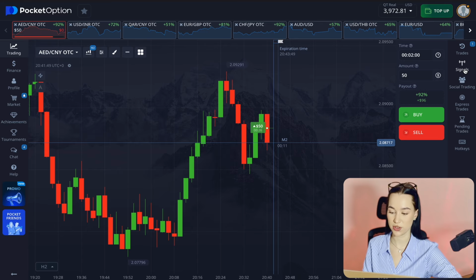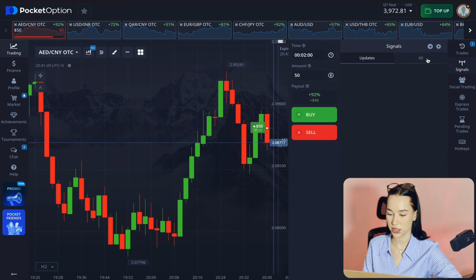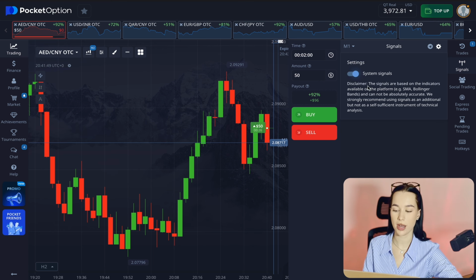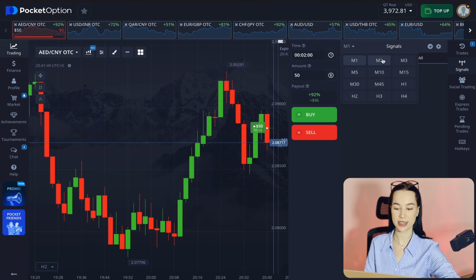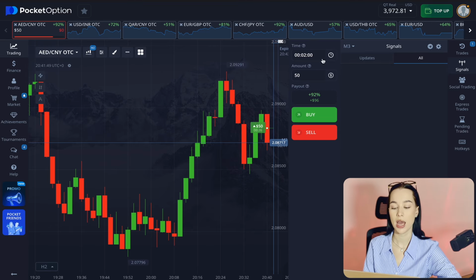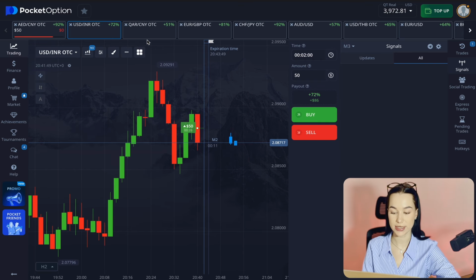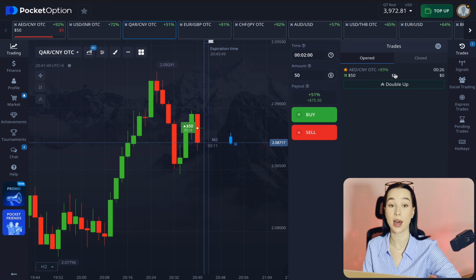Also, here's one of the features, signals. I don't have it now, maybe because it's late. Yeah, it's 8 p.m. UTC time right now. Here's how you can turn it on, and you can get the signals from the other traders also, and check how many people open what kind of trades. Actually, sometimes I check it just to understand the situation on the market, because if I see that, for example, 150 people opened the up trade, and the sell trades are open only like 10 or 15, I understand that it could be a correction or pullback in the upward direction already.